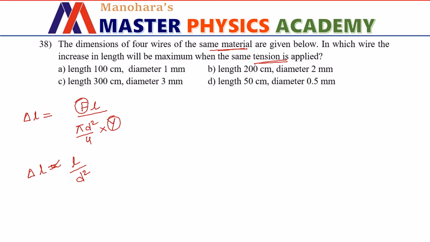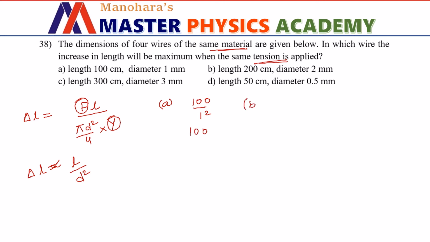So let us find out for option A. The length is 100 centimeter. I'm not going to convert the units because in all cases length is given in centimeter and diameter is given in millimeter. So I'm just estimating the value, no need to convert at all. So it is going to be 100 divided by 1 squared. So that is 100 in the case of option A.